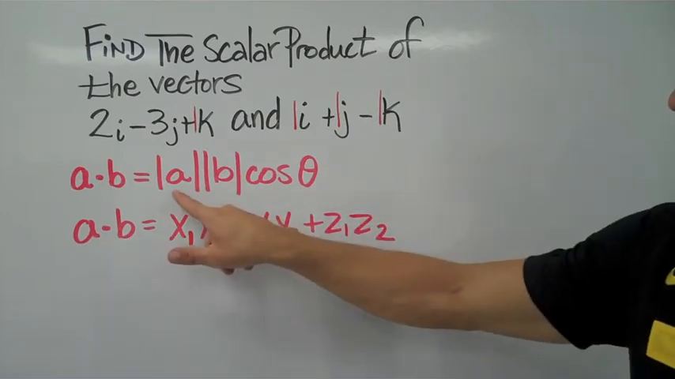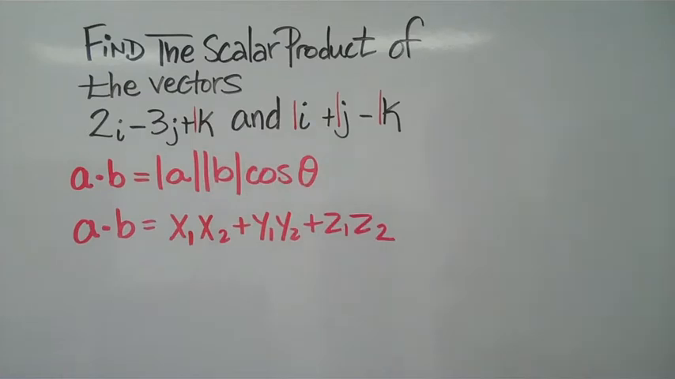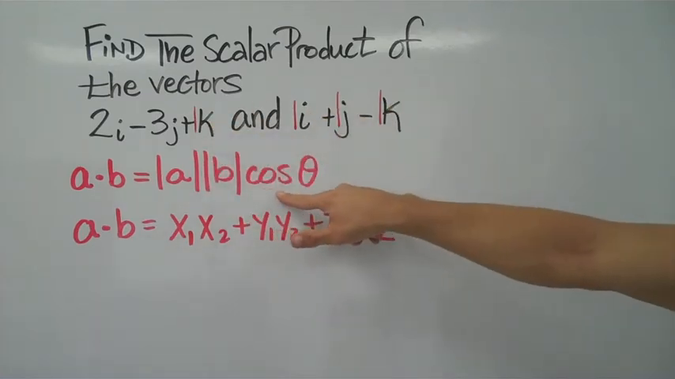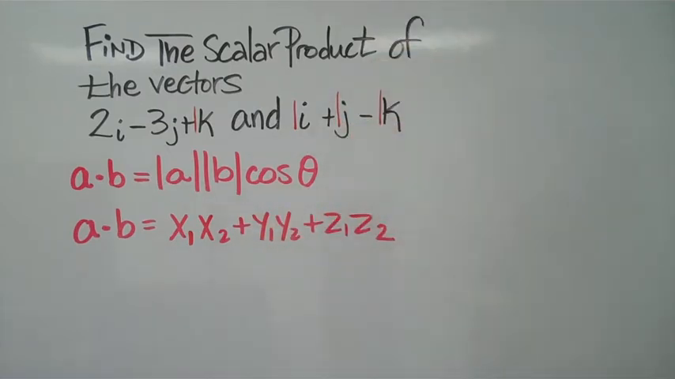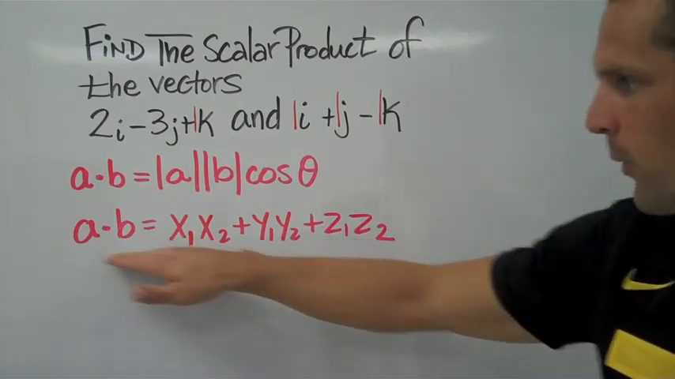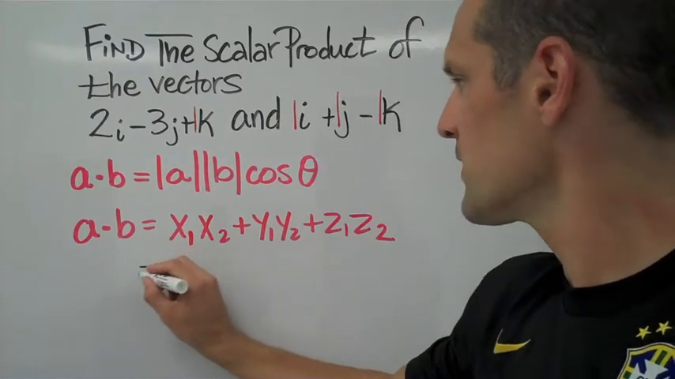We could find the magnitudes using Pythagorean theorem, using our 2, negative 3, 1, and 1, 1, negative 1, and then we could draw it, use the distance formula, and then the cosine rule to find theta. Or we could simply use this. This is the second one we have to remember, which is a lot easier. I'm going to choose to use this one, and watch how easy this becomes.